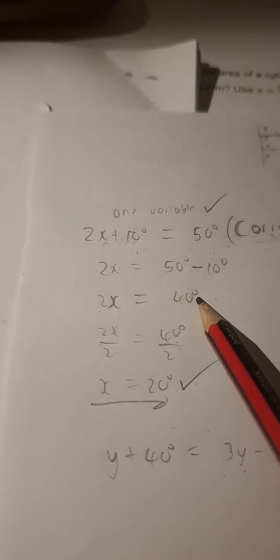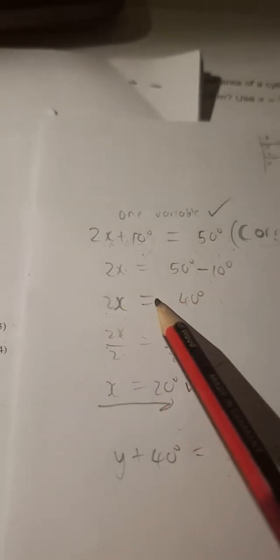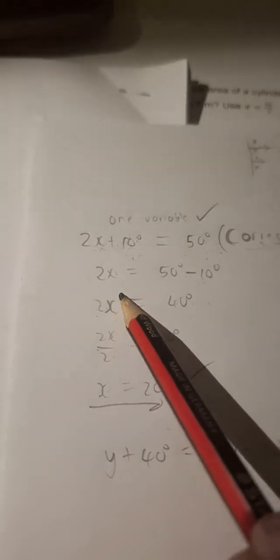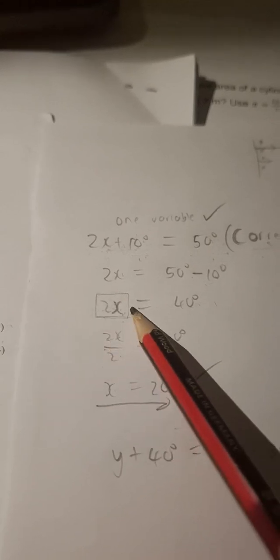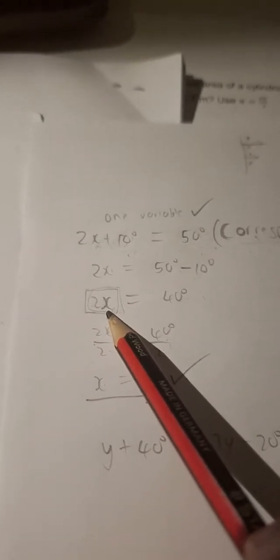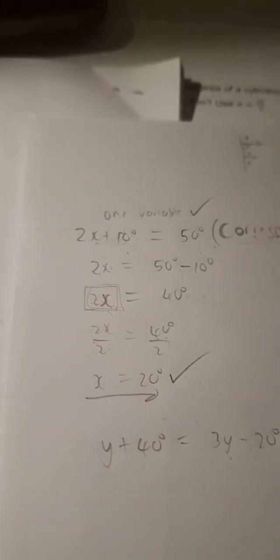50 minus 10 gives us 40. We are left with 2x is equal to 40. This 2x means 2 times x. Please understand that, guys. What combines 2 and x together is multiplication. This is one term, 2x. But we want the value of x. So how do we get rid of this 2? We have to divide by the number that is here, whatever it is. So since it's 2, we divide by 2.